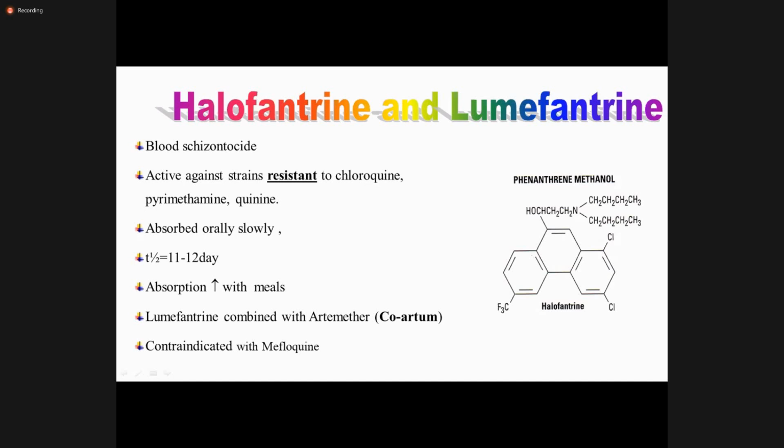Specific mechanism we didn't discuss. Up till now, the good thing about malaria treatment is that we combine the artemisinin group with halofantrine or lumefantrine, and this combination is very effective. Synergistic effects are also seen. So this we usually give in malaria.